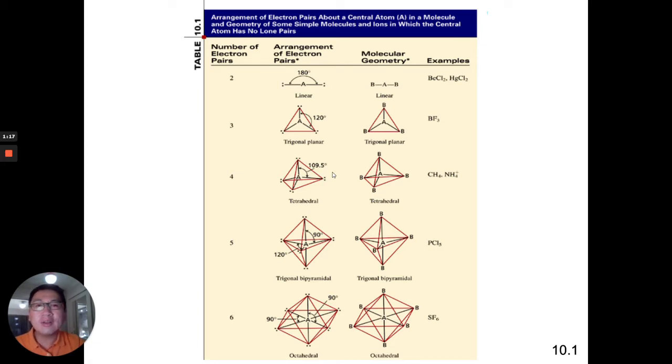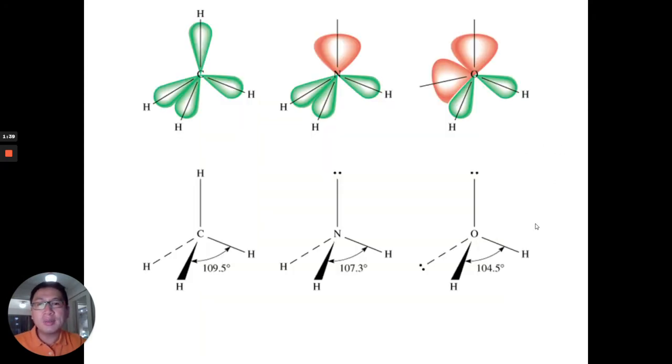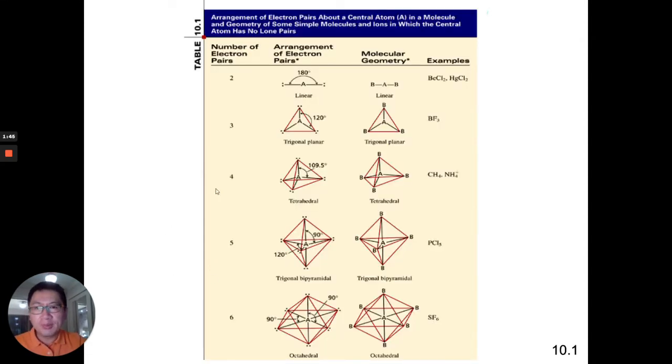Okay, and so the idea of all this is when you have shared electrons, they repel each other. Valence shell electron pair repulsion theory. Well, it's not just shared electrons that repel each other, also unshared electrons repel each other. Unshared electrons, when you have lone pairs of electrons, also repel each other. So if you had CH4, that's four atoms attached, no lone pairs. The shape is called tetrahedral.